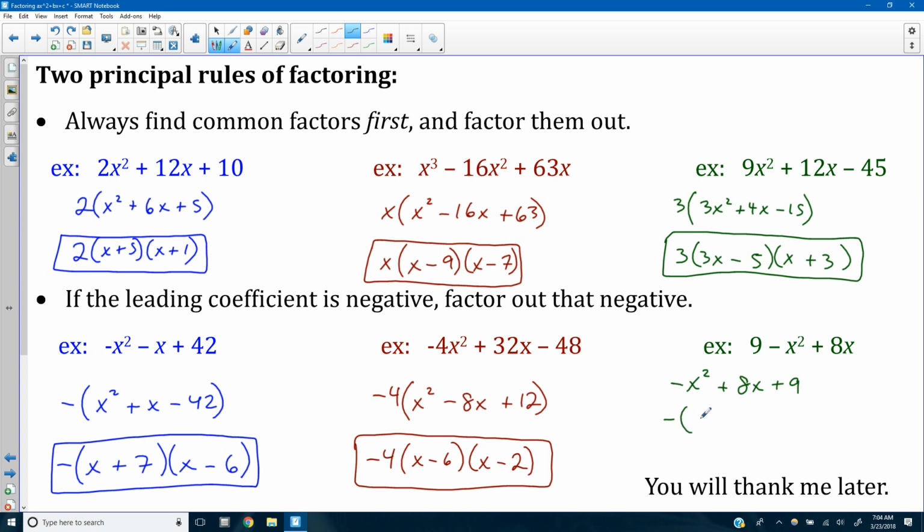Now I'm going to factor out the negative and then go to town just like I did the last 2 problems there. So in solving these problems here, let me figure out what this is first.